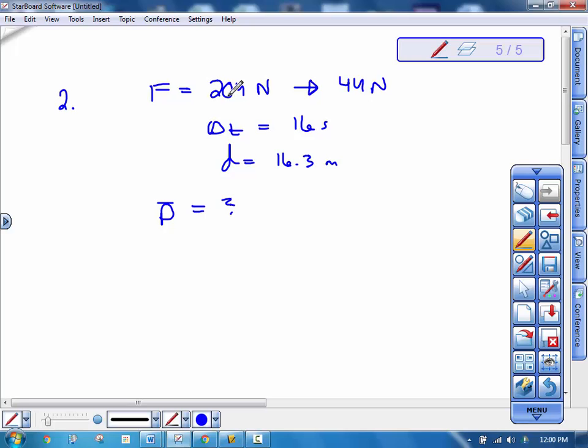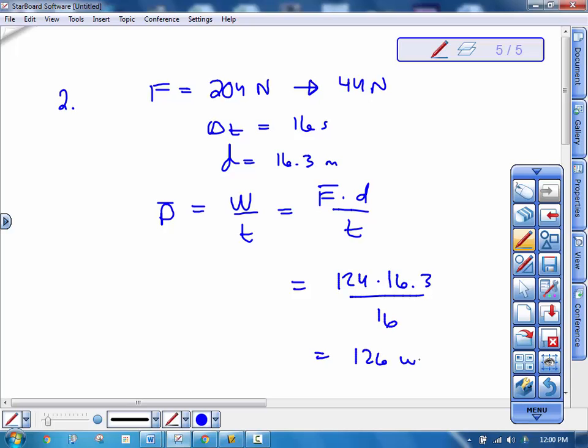Okay, next problem says we have a force that goes from 204 to 44 in 16 seconds, and it travels a distance of 16.3. Now, if we want to find the average power, we know that that would equal work divided by time. That's what power is. But work is just force times distance divided by time. So that's what we're using, but we need to use the average force because we're talking about average power. So the average force from 204 to 44, if we add that up and divide by 2, that gives us 124 times the distance of 16.3 over 16 seconds, which gives us 126 watts.